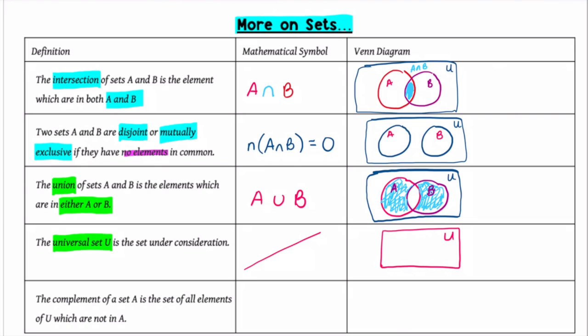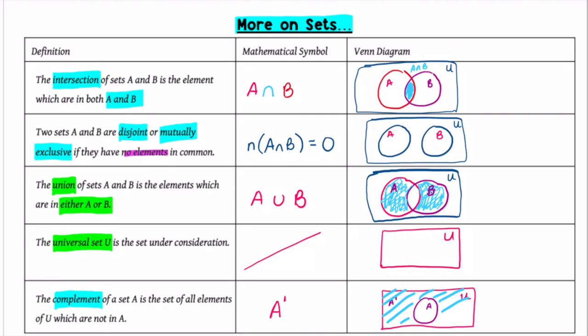The last one here is the complement. The complement of set A is the set of all elements of U which are not in set A. We tend to write this with a little apostrophe. We have our universe, set U, we have our set A, and the complement of set A is pretty much everything that is not in A, which in this case would be the outside piece.